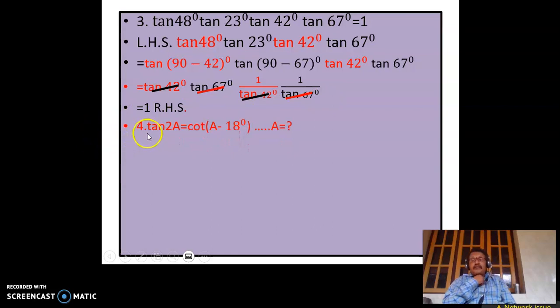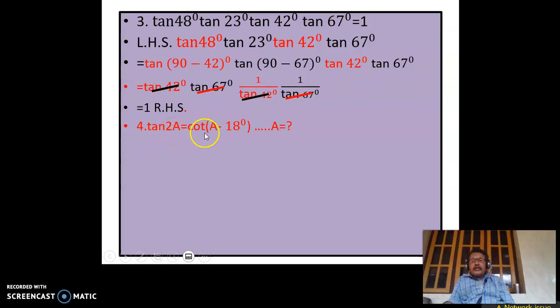Don't get confused here. Tan 90 minus 42 is cot 42, and this cot 42 can be written as 1 by tan 42. Tan 90 minus 67 is cot 67, and this cot 67 is written as 1 by tan 67.